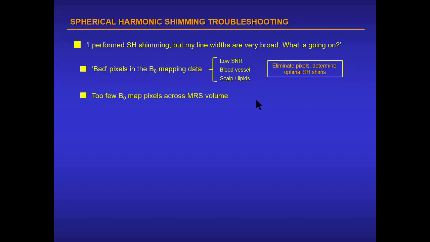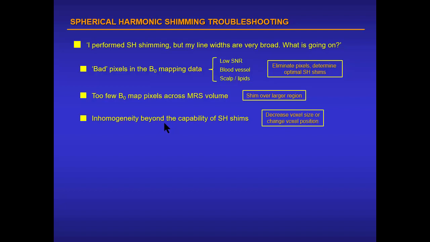And then it should work. You can also have the situation that if you go for a very small volume, let's say 1 by 1 by 1 centimeter, and your B0 map has a 5 millimeter resolution, you're only going to have 8 pixels across your MRS voxel. That's not sufficient to determine second and third order spherical harmonic shims. So you have to shim over a slightly larger region. It could be that your inhomogeneity is just beyond the capability of your shim coils, that they're all maxed out at 100% and you cannot improve it any further. What you can do then is either try to decrease your volume size or change the position slightly, if that's an option. That can sometimes help, but this is just a fundamental limitation.